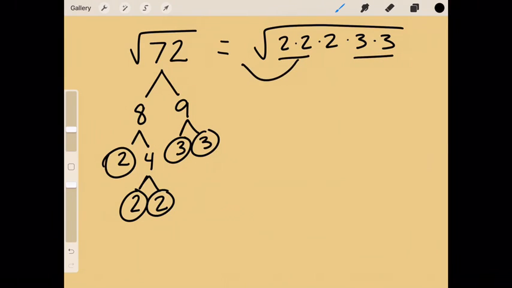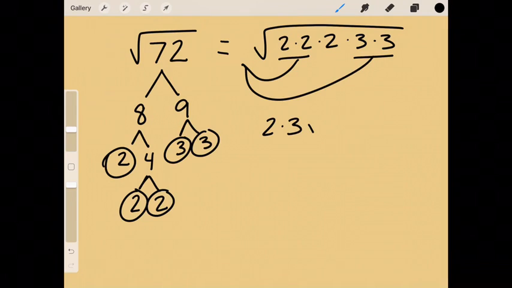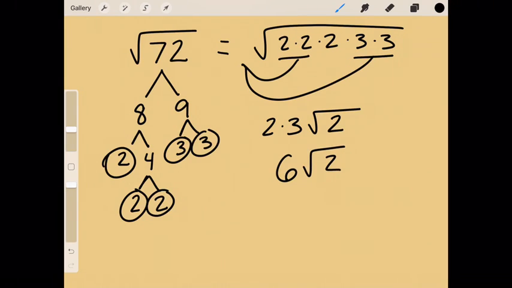2 times 2 times 2 times 3 times 3. And I see a pair of 2's there and a pair of 3's there. So both of those can leave. A 2 leaves, a 3 leaves, and there's still what left inside? Right, just a single 2. So then my final answer becomes 6 radical 2. That is the fully simplified version of the square root of 72.